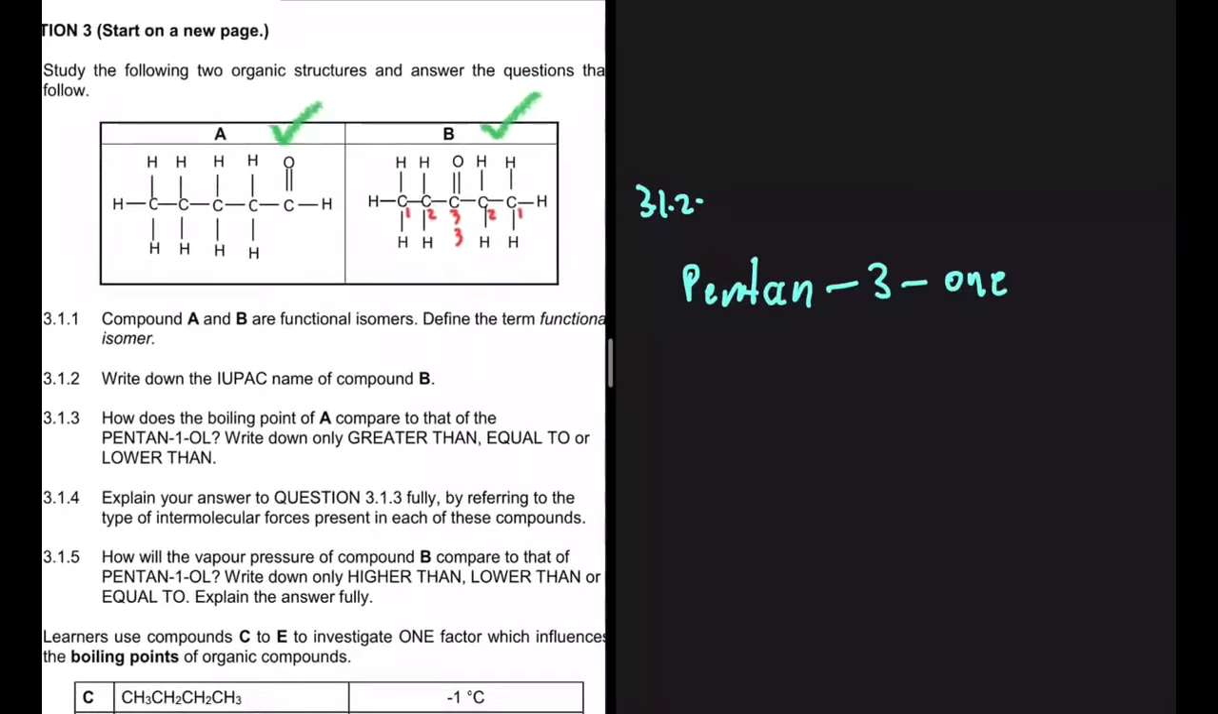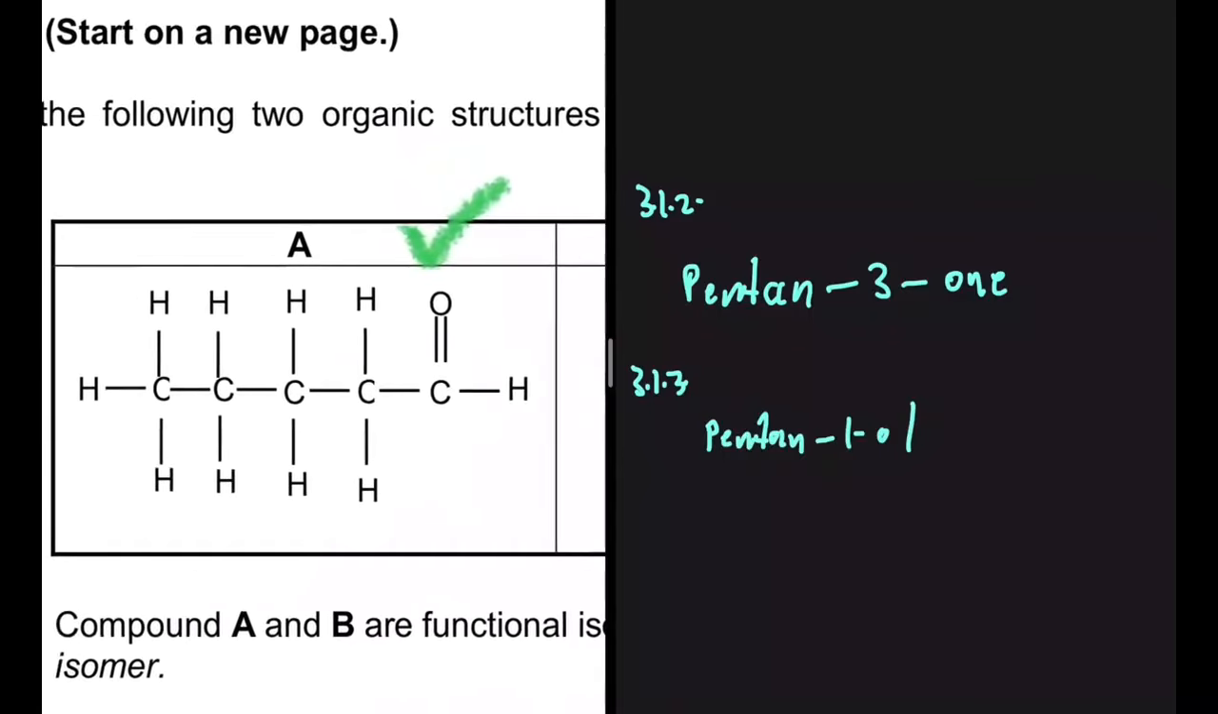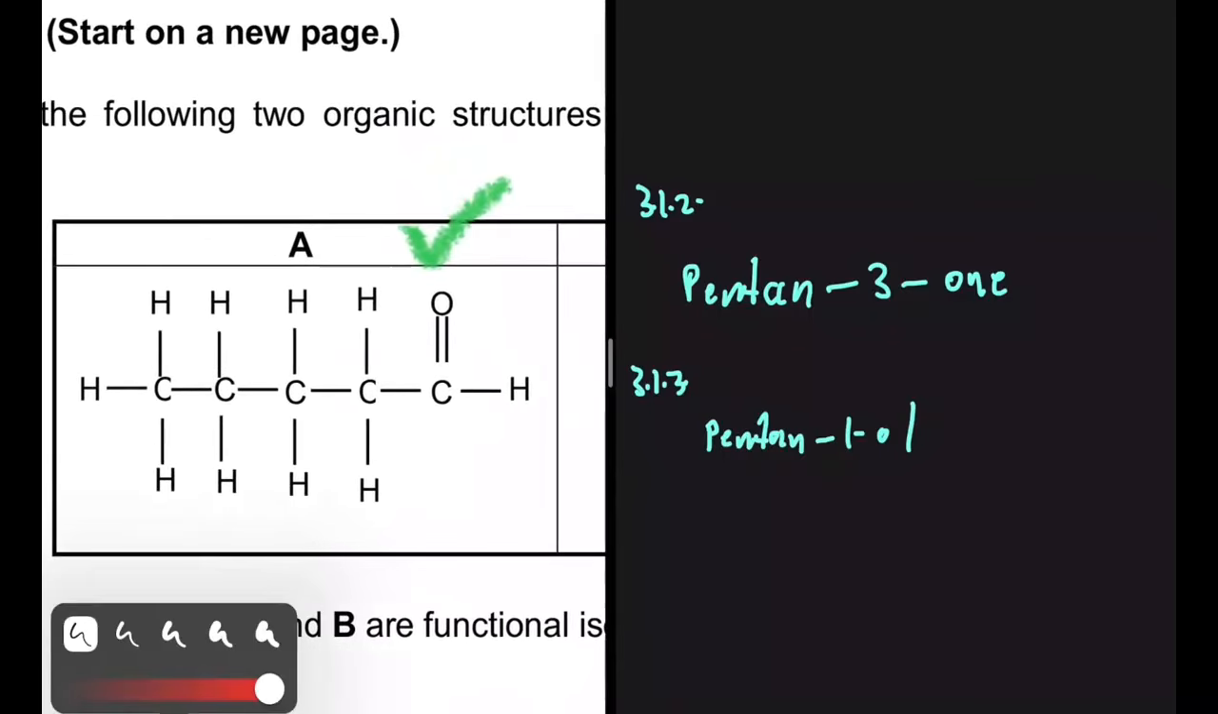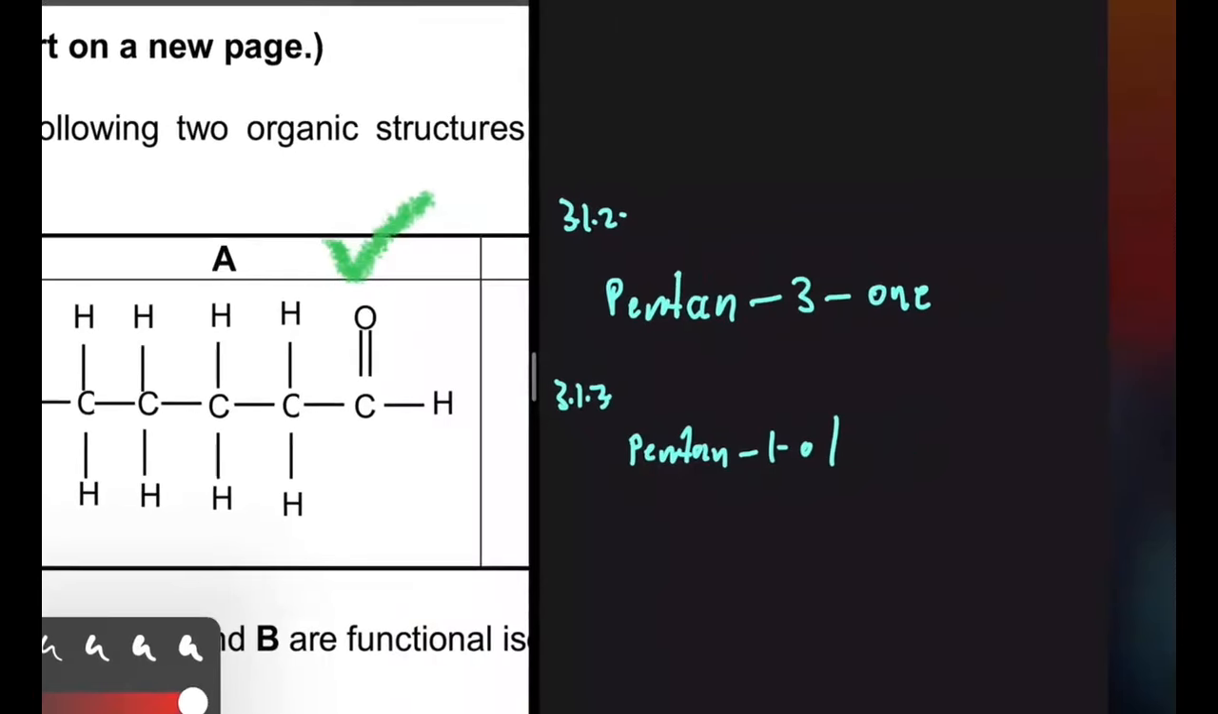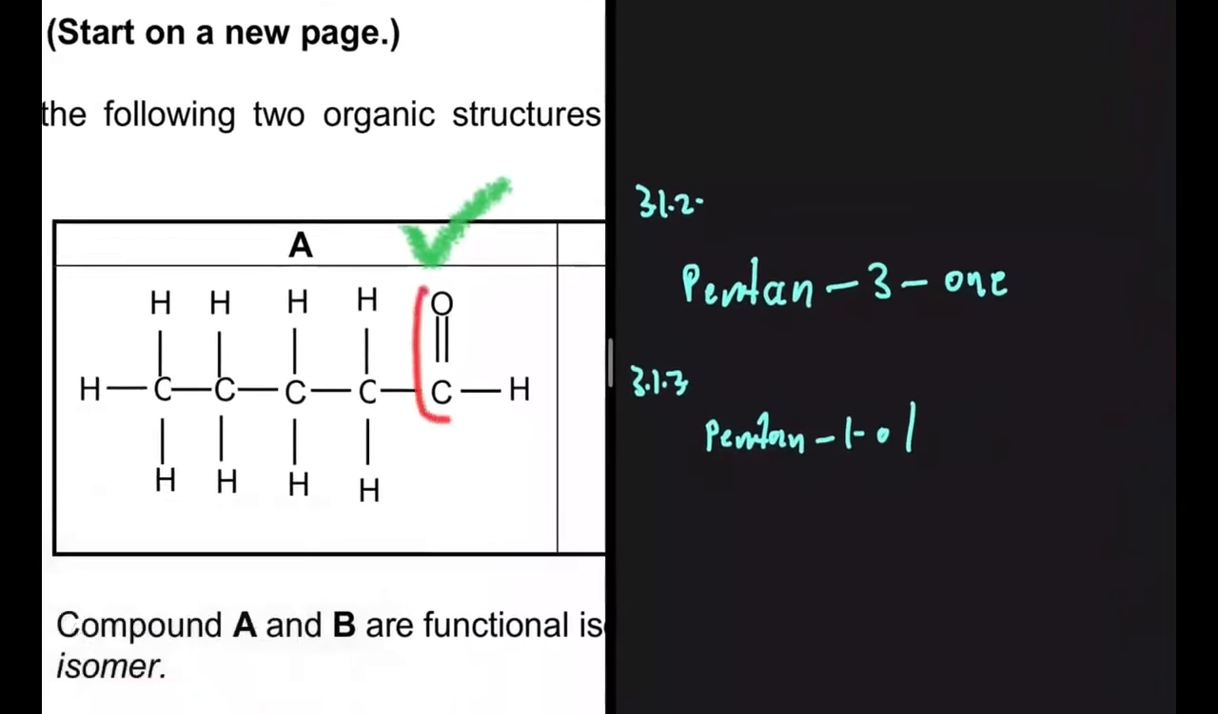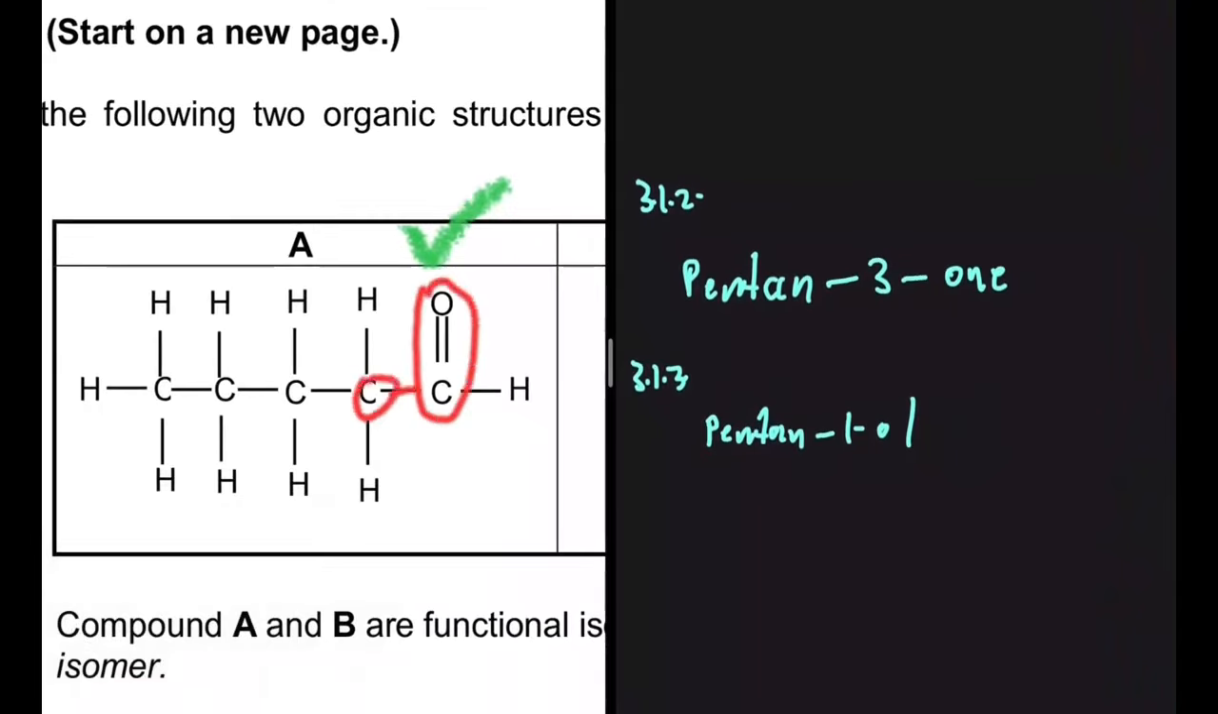Let's look at 3.1.3. How does the boiling point of A compare to that of pentan-1-ol? Write down only greater than, equal to, or lower than. So let's go to compound A. Compound A is an aldehyde because the carbon that is bonded to the oxygen is only bonded to one other carbon. So that makes it an aldehyde.